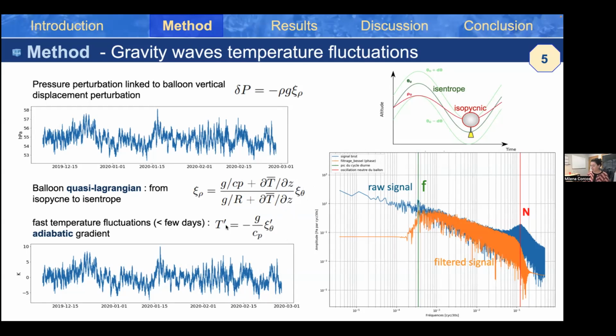So the last step is to filter the signal to only retain the range of frequencies corresponding to the gravity waves. And that is represented by the figure on the right. I'm showing in blue the raw signal that shows the range of frequencies that contribute to the observed time series. And then in orange is the filtered signal, so only between the two for the frequencies of the gravity waves.